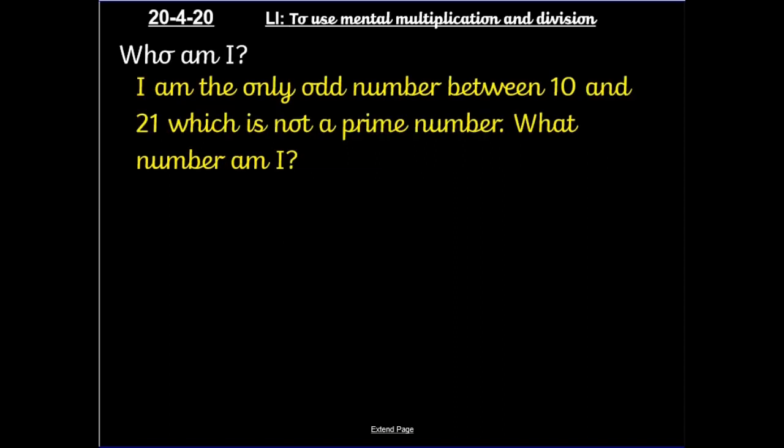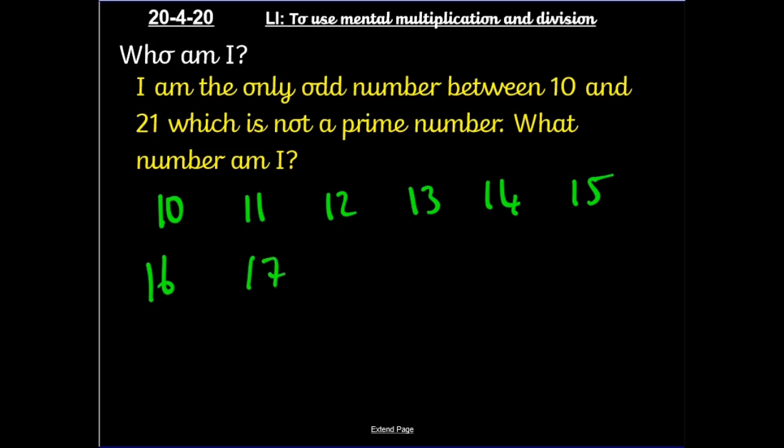So, who am I? I'm the only odd number between 10 and 21, which is not a prime number. What number am I? Can you solve this one? Well, let's start. 10, 11, 12, 13, 14, 15, 16, 17, 18, 19, 20. And it's not 21 because it's between 10 and 21. So I don't need that one. And again, it's not 21 because it's not between those numbers.